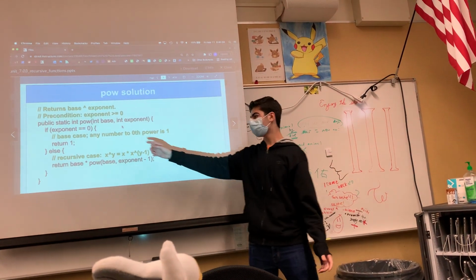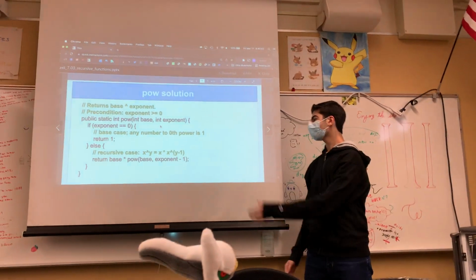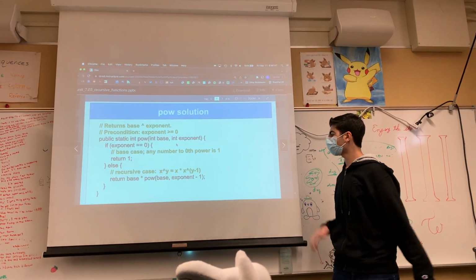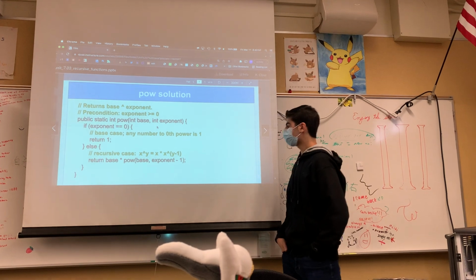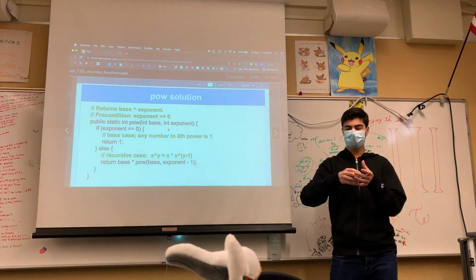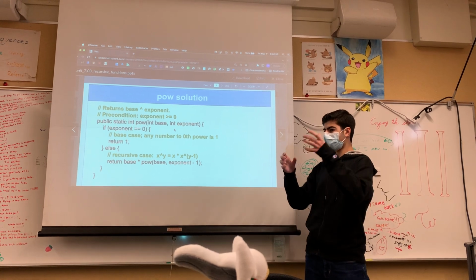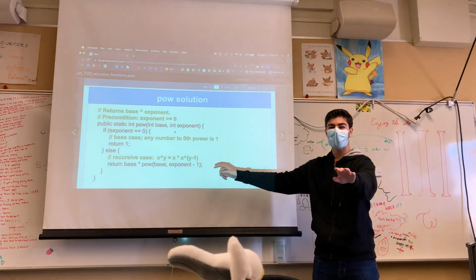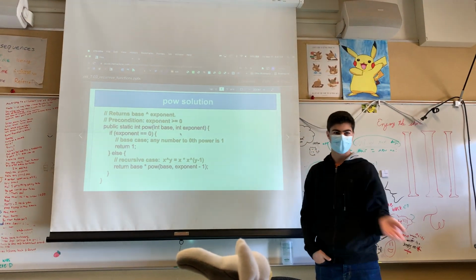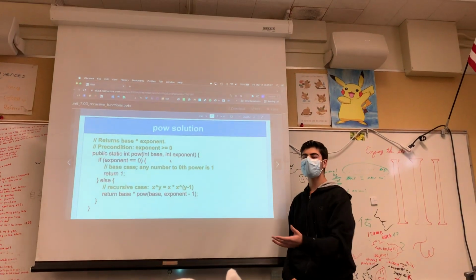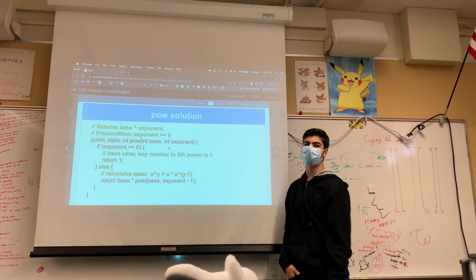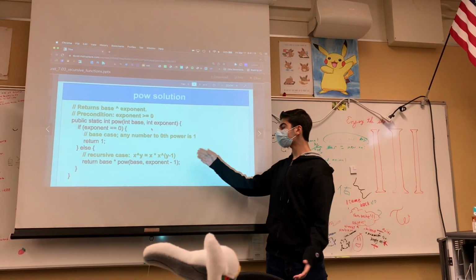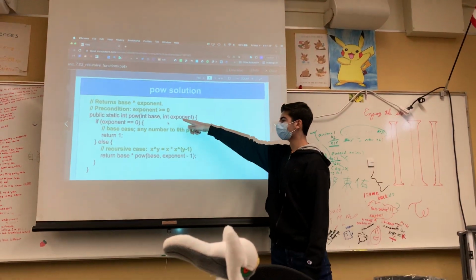If the exponent is 0, because anything to the power of 0 is 1, right? Else, return base times how base exponent minus 1. Now this works because it's basically saying that something to the power of a number is equal to that number times that number to the power minus 1. For example, 3 to the power of 4 is equal to 3 times 3 to the power of 3, right? 2 to the power of 10 is equal to 2 times 2 to the power of 9, right? Does everyone understand why this works? Awesome. And this is recursion because it's calling the method that it's in.